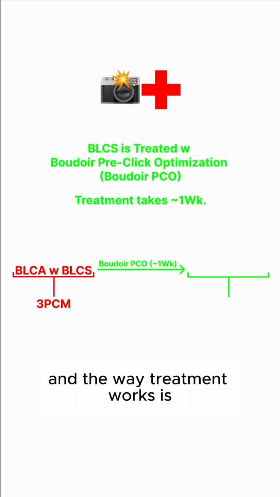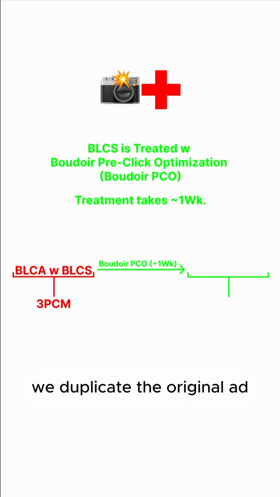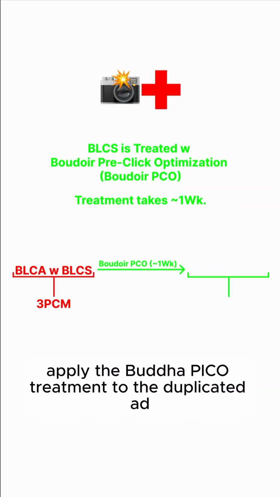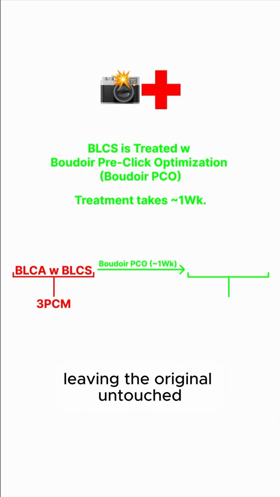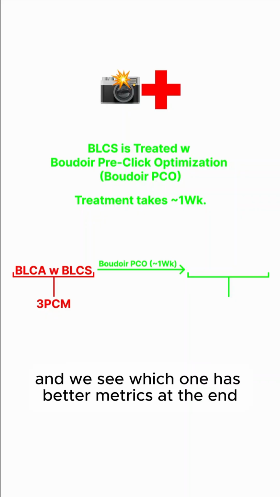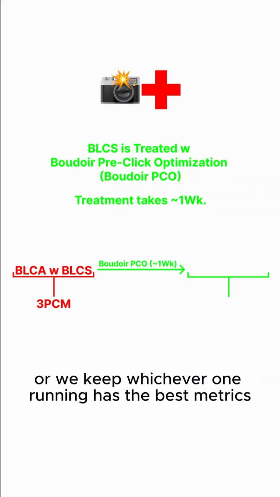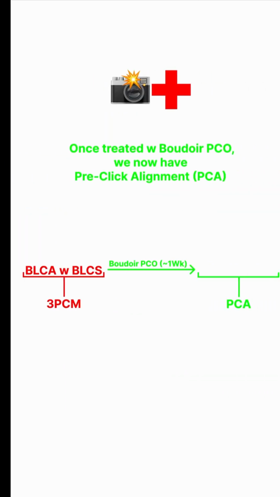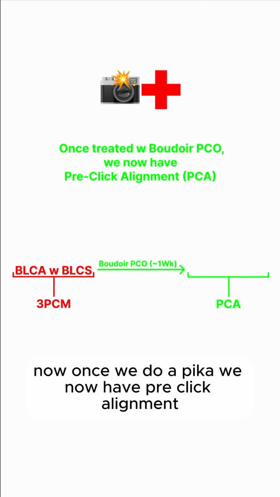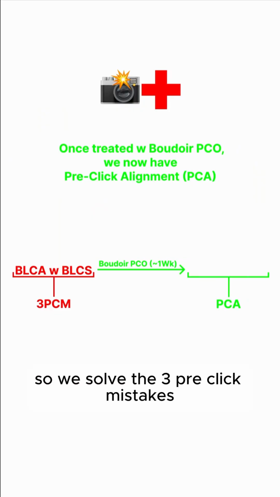The way treatment works is we duplicate the original ad and leave the original ad as it is. We apply the Boudoir Pico treatment to the duplicated ad, leaving the original untouched. We run them both in parallel and see which one has better metrics at the end. On average, it takes about a week. After that, we increase or keep running whichever one has the best metrics. Now, once treated with Boudoir Pico, we have pre-click alignment. So we solve the 3 pre-click mistakes and achieve pre-click alignment.